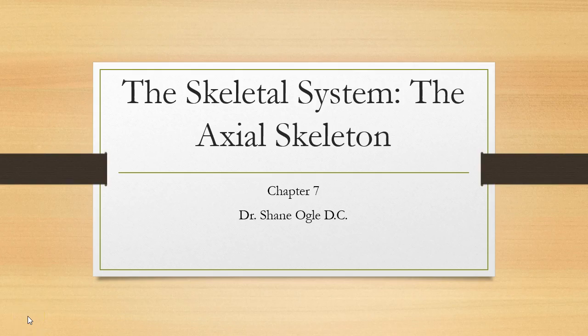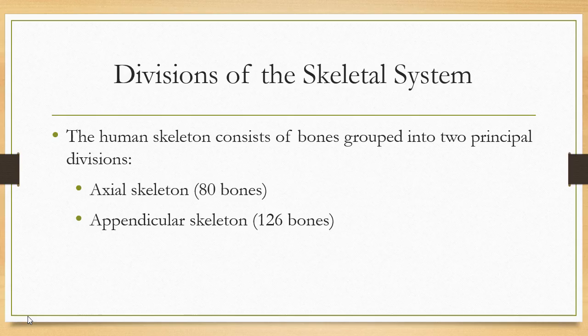Hello again. We are here with the skeletal system today. For this particular chapter, we're going to focus on the axial skeleton. Let's get started. Alright, so the human skeletal system is broken into two divisions, the axial and appendicular skeleton.